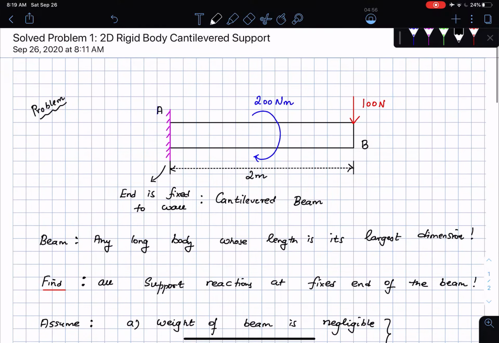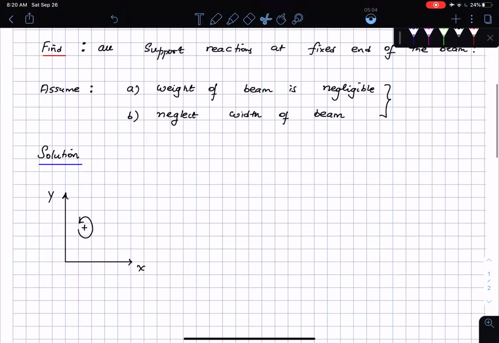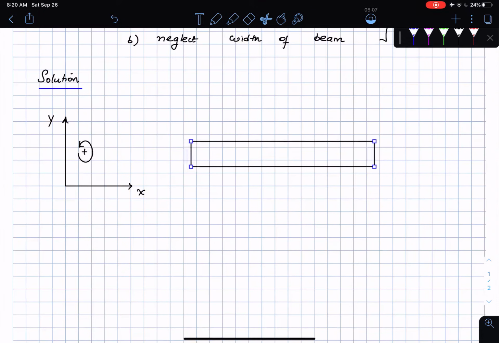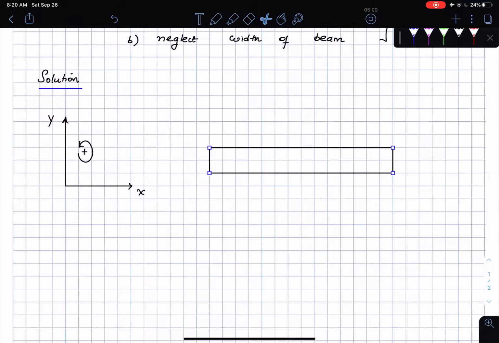Look at this. I take this beam and wrench it away from everything that holds it in place, which means I'm just going to copy only that beam and draw it here. First of all, I have not marked the support. I don't see the fixed end here. Instead of drawing the fixed end, I will draw the support reactions on that fixed end.